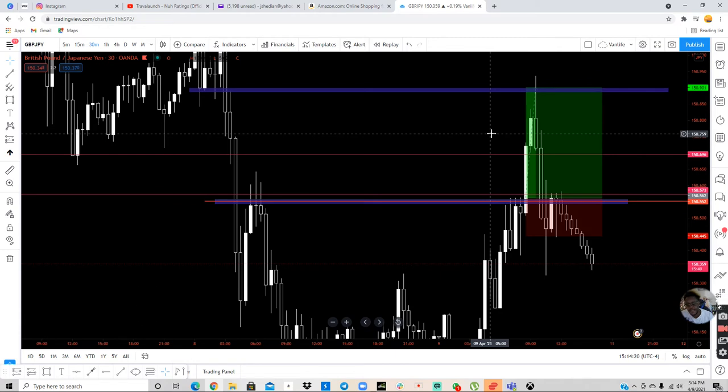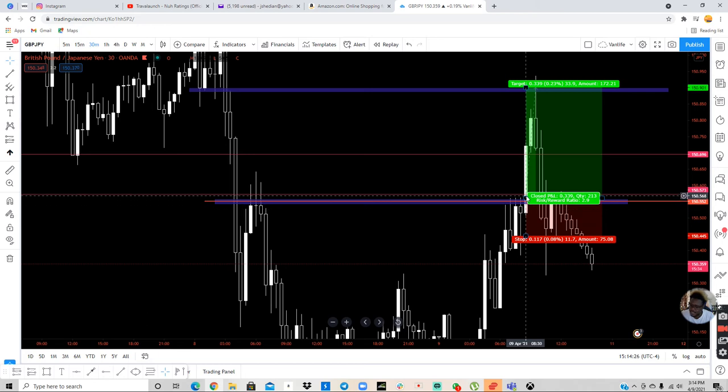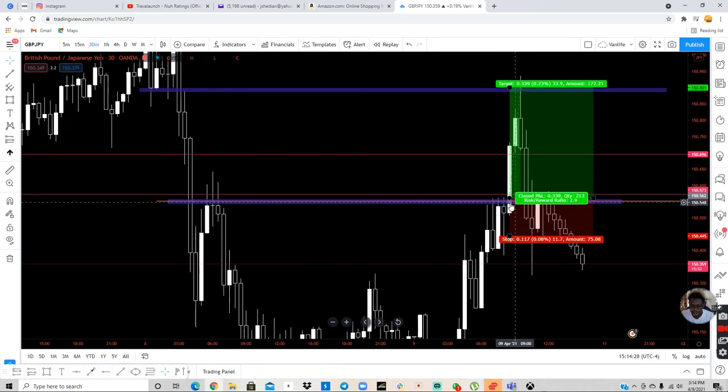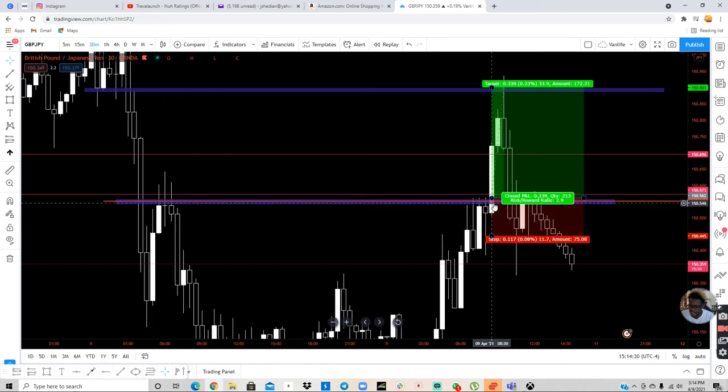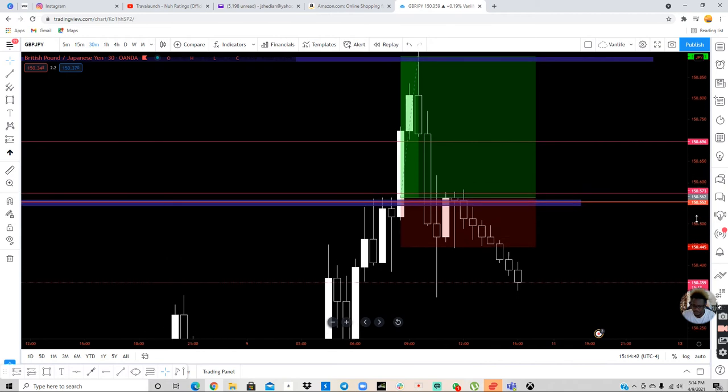Now when you're in a high volume session, guys, and you start to see the candles start to break the wicks here, take for example 8 a.m., 8:30, 9, 9:30, 10, sometimes even leading up to the London close at 10, 10:30, 11, price starts to break above these levels. You can go with it.